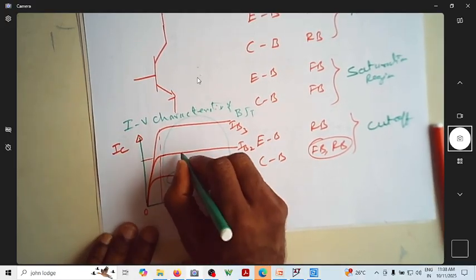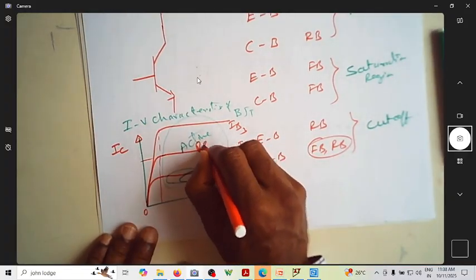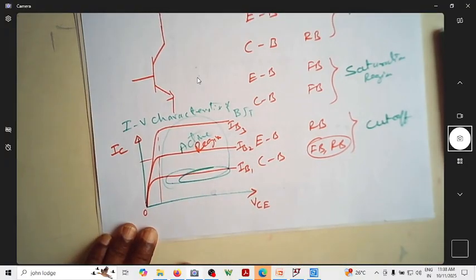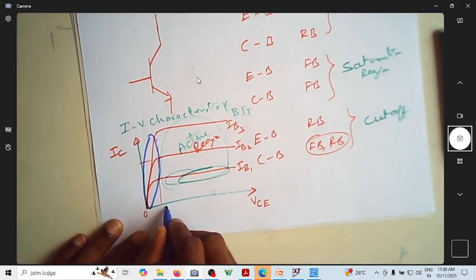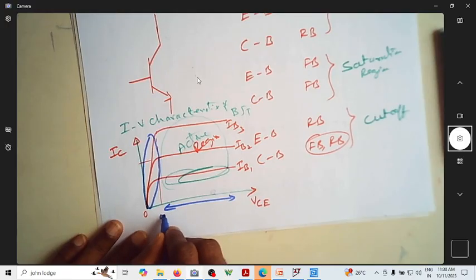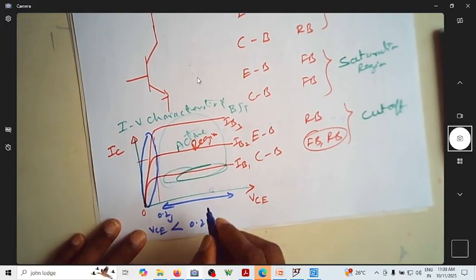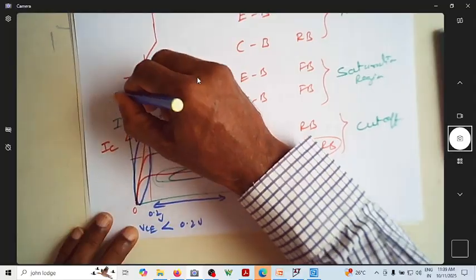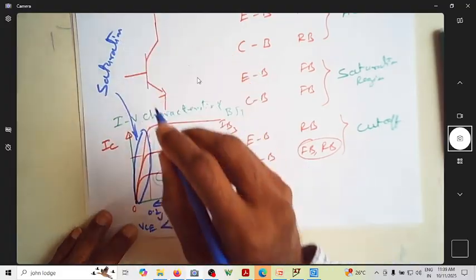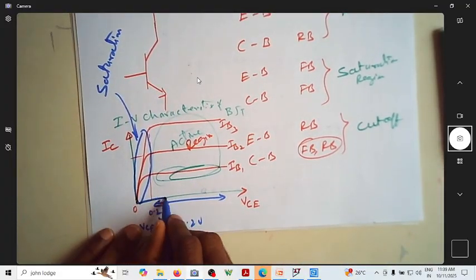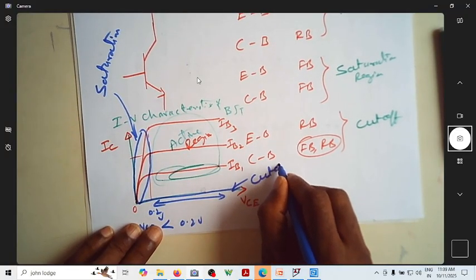This entire region is called the active region. And you have this region where VCE may be around 0.2 volts. If VCE is less than 0.2 volt, we will be operating here. This is called the saturation region. And you have one more region here, which is almost zero. This is called the cutoff region.